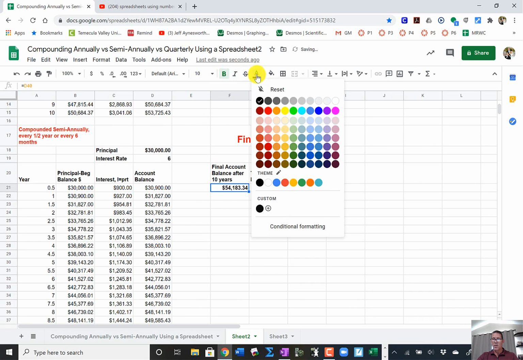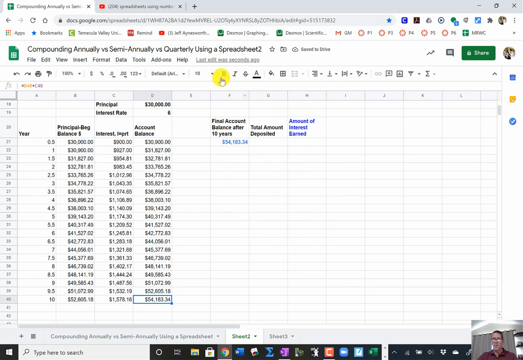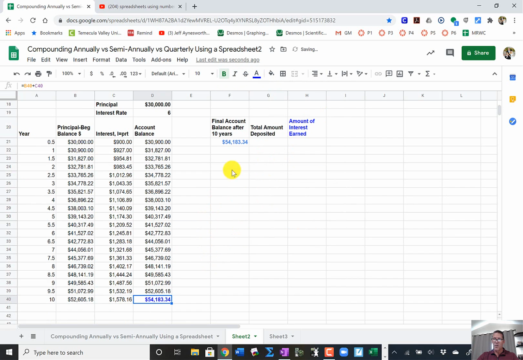Let's change the color to, I don't know, just blue is good. And let's go down here and change this one to the same color so you can correspond it. Okay, so notice that these are the same. The final account balance after 10 years is obviously at the bottom of the table or the spreadsheet. Right there, that's the amount after 10 years. There we go. This is the beginning of the last 6-month period. There's your interest in the period, and there's the total balance.